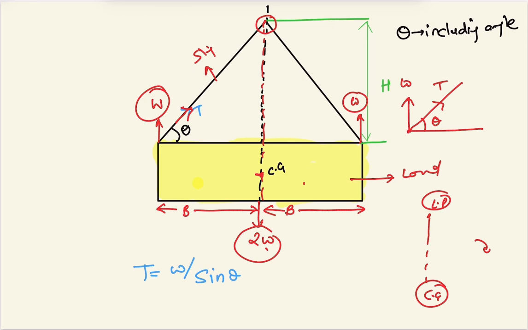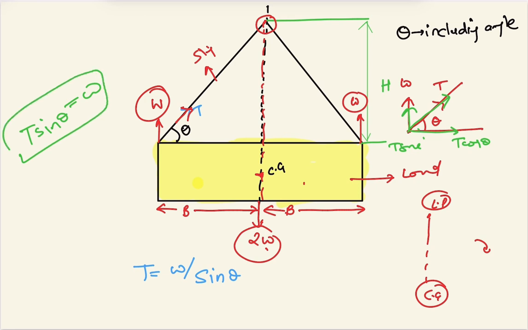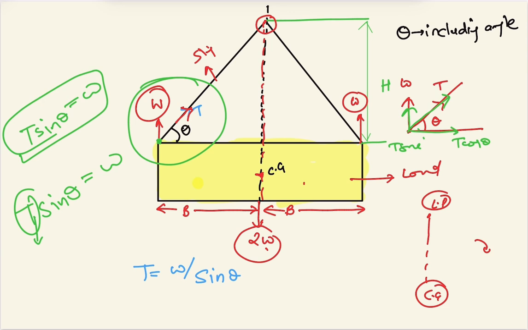If we resolve this T about the center, there are two components of this T: one is T cos theta and the other is T sin theta, and this T sin theta will be equal to W. The tension in the sling will be equal to the load that is experienced at this point O. So T sin theta is equal to W. What does T represent? T represents the load on the sling, or the tension in the sling. So from here it comes out that T is equal to W by sin theta.